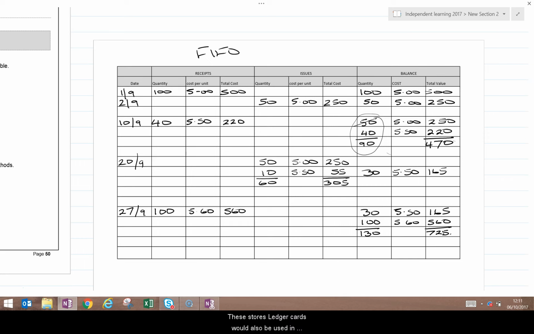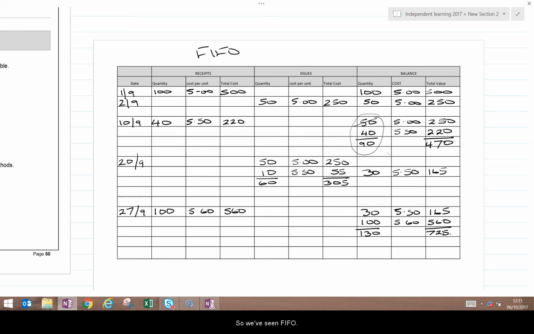These stores ledger cards would also be used in conjunction with the control limits that we've looked at, because knowing exactly how many you have in stock would allow you to identify when you'd reached your reorder level and then place an order for further items.